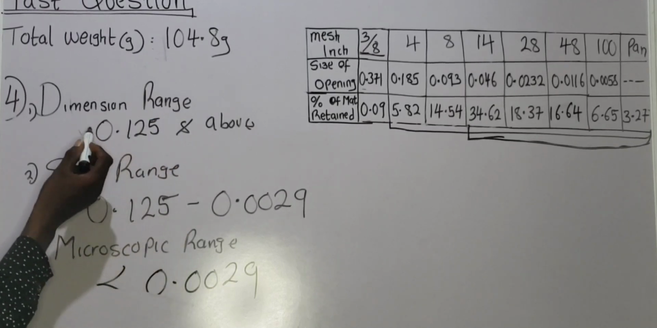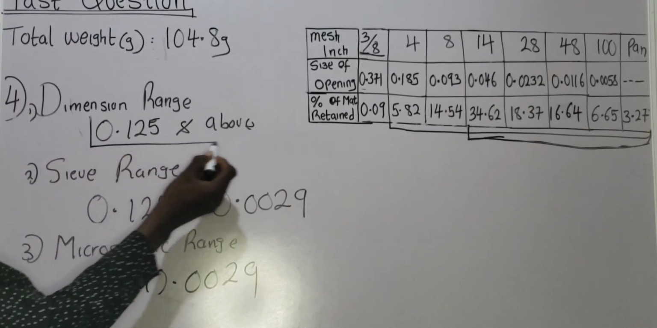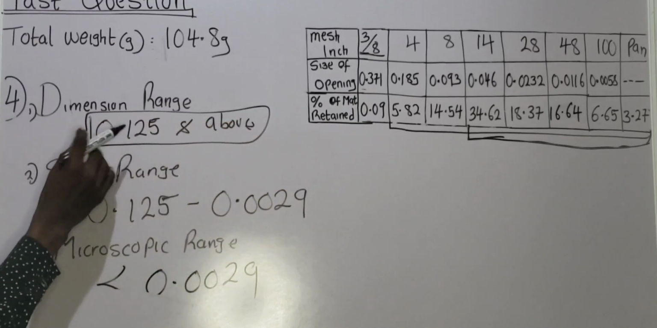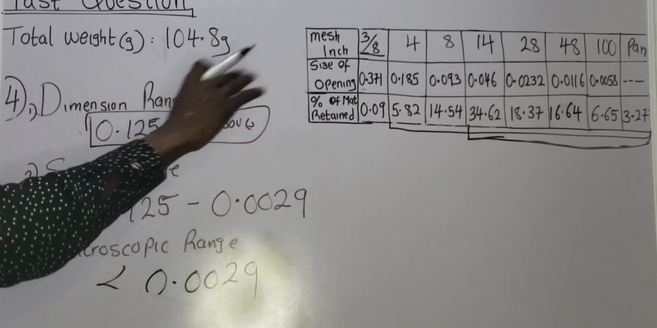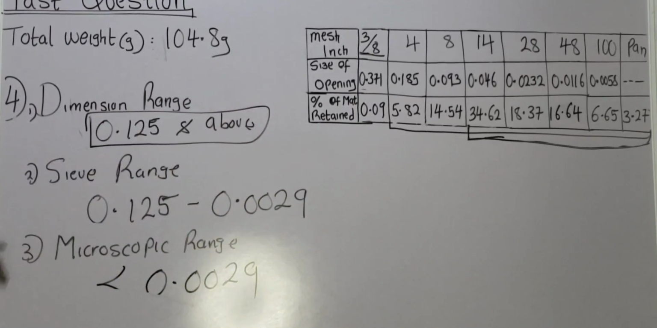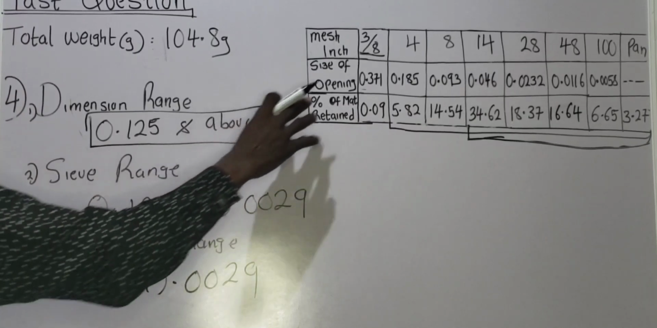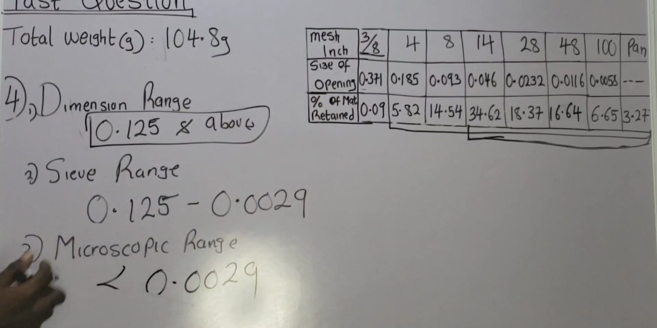Yes, it is greater than 0.125, because we say that the materials in the dimension range range from 0.125 and above. That is, they can be 0.126, 0.2, 0.9, and so on. You understand? So the class of materials in mesh 3/8 is what? Dimension range. Do you understand how I arrived at that answer?